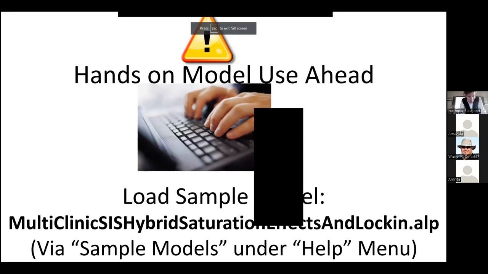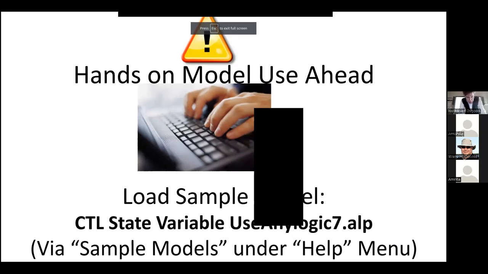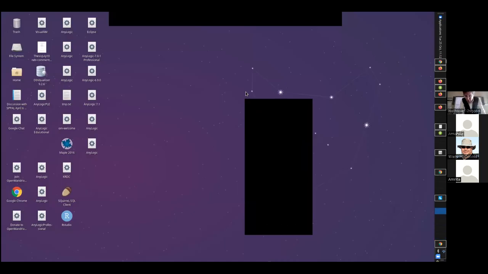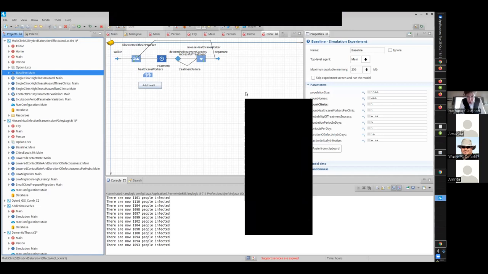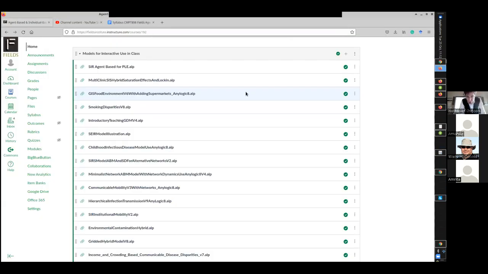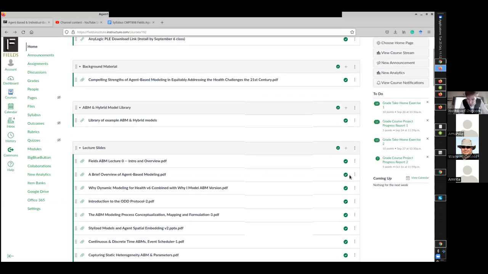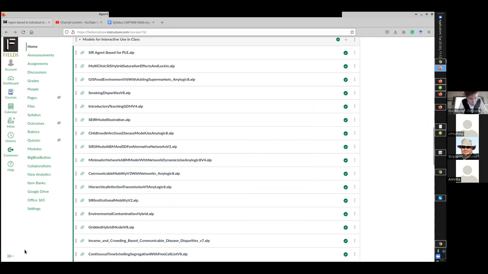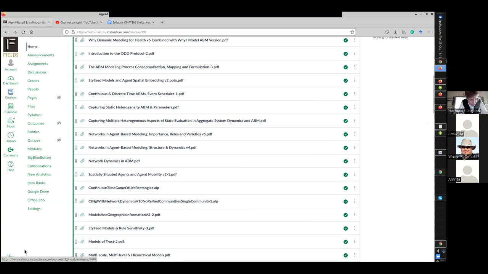Okay, I think I'll ask you to look at one more model before we turn to sort of reflect on this. And this model was one we also looked at earlier. It's called CTL state variable. That's cytotoxic T lymphocyte.